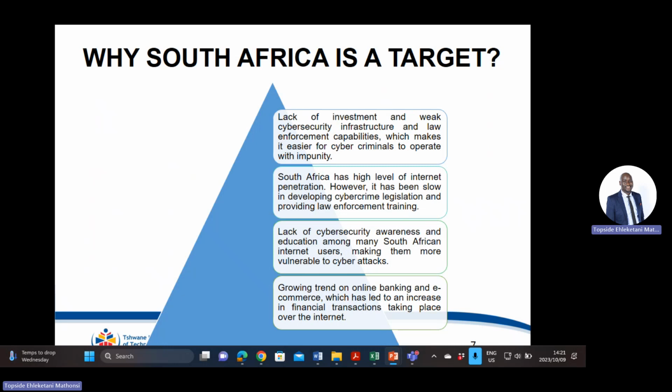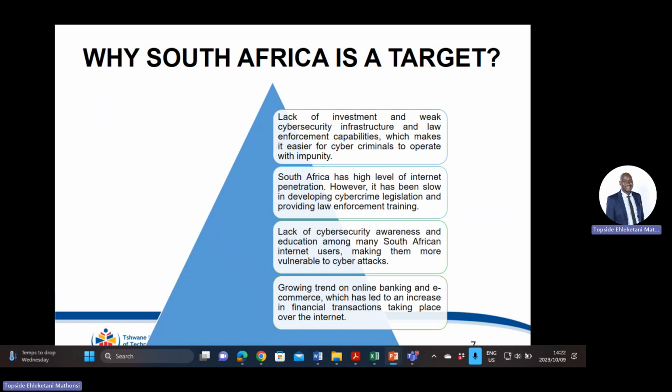However, there has been slow progress in terms of developing cyber crime legislation, and also providing law enforcement with training that they can use in order to prevent some of these crimes, or in order to gather data that can be used to ensure that these cyber criminals are sent to jail. Another thing is that there is a lack of cybersecurity awareness and education among many South African internet users.